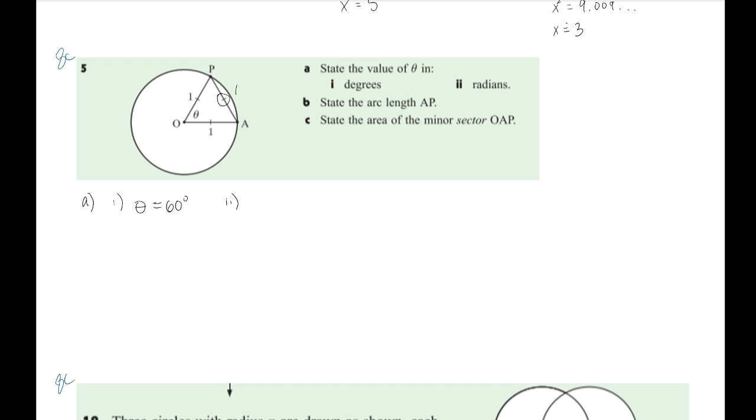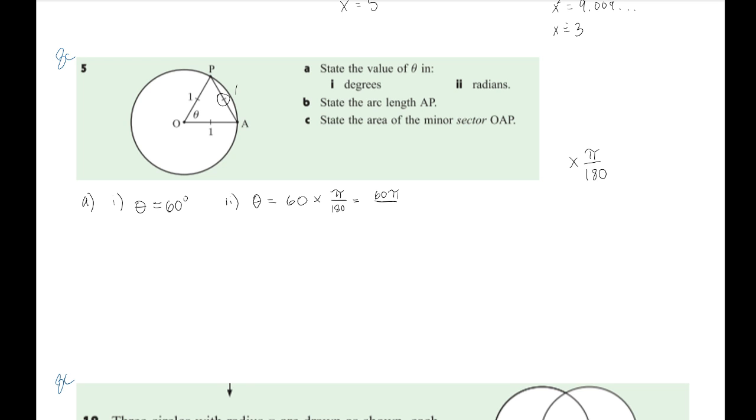In radians, now you would just have to convert that, which means you have to remember to convert to radians, you just have to multiply by pi over 180. That conversion's not given in your formula book, so you really do need to make sure that you know that. So to convert it into radians, I will take 60 and I will do times pi over 180.